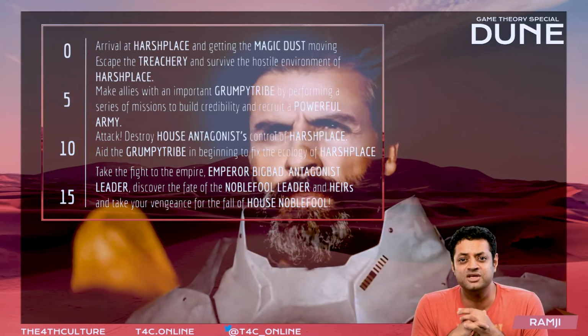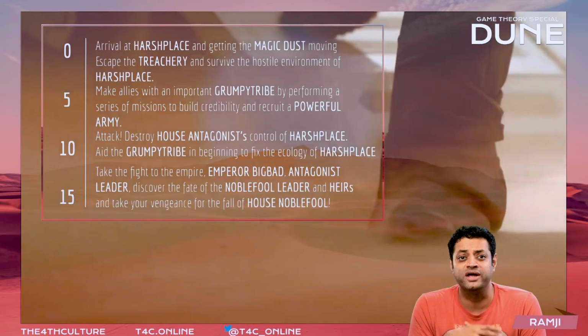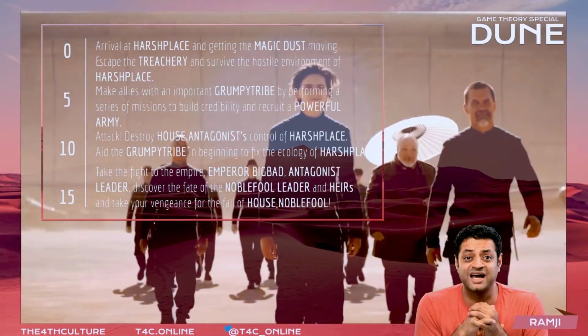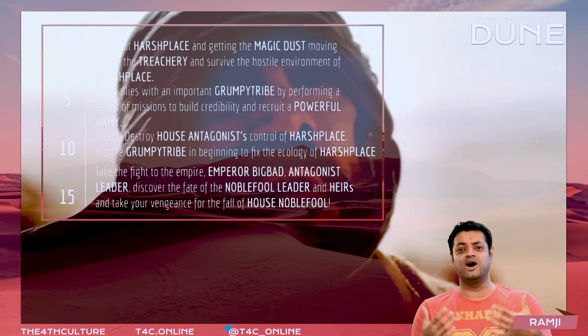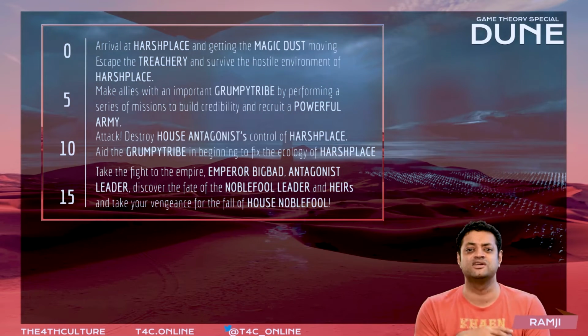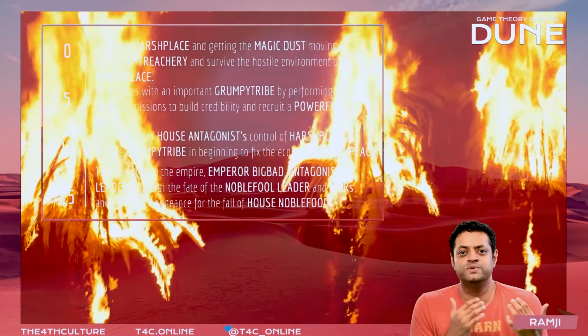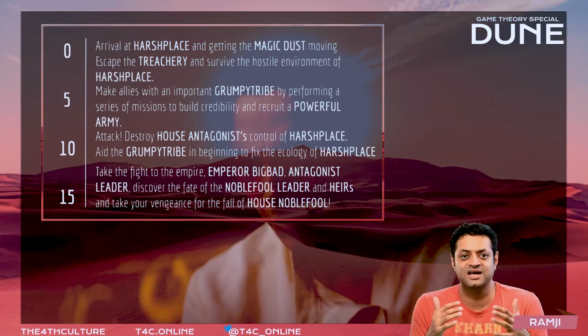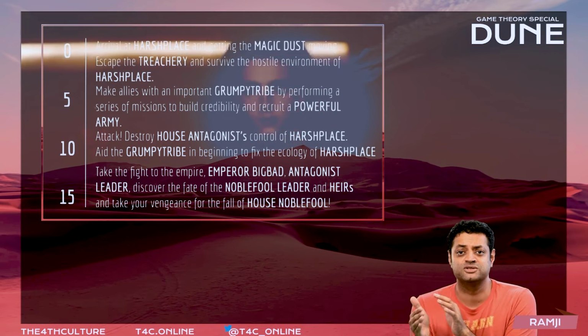is around the time that you strike back. You attack, you destroy, or attempt to anyway, House Antagonist's control of HARSHPLACE, and you build up to it. You build yourself an army. You get together with the various different grumpy tribes and you create a group that are willing to fight together in order to remove the antagonist's control of HARSHPLACE.